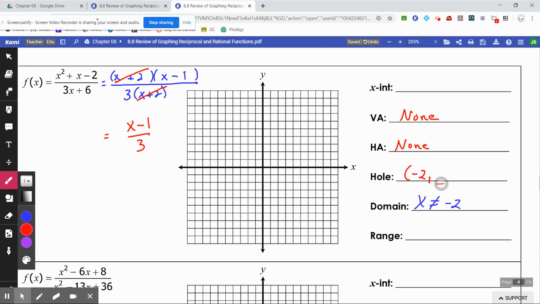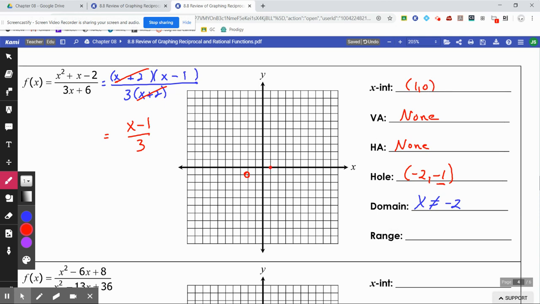I didn't find the y value of the hole. To find the y value of the hole, you're simply going to plug that negative 2 in. That gives you negative 3 over 3, which is negative 1. So your hole is located at negative 2, negative 1. For the x-intercept, you can set the top equal to 0. That gives you a 1, 0. So your x-intercept is located right here.